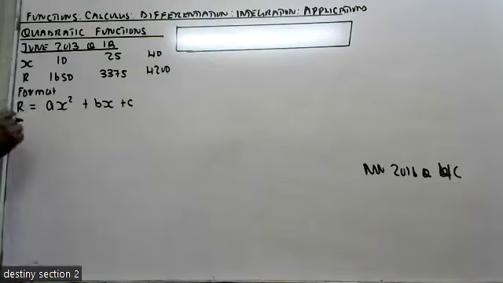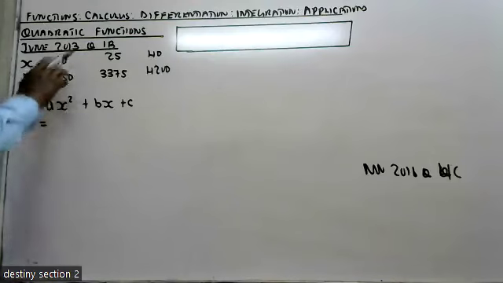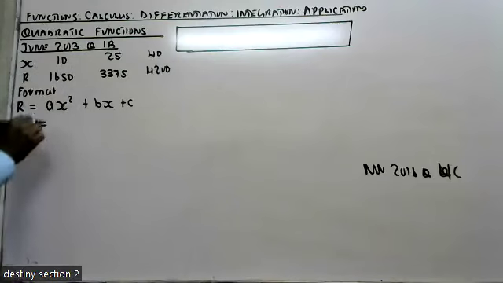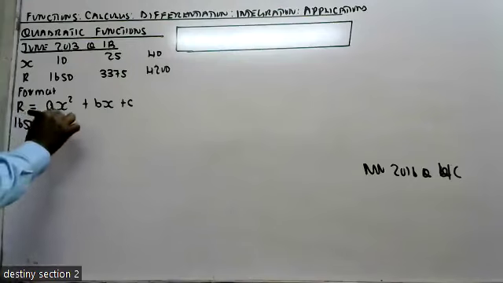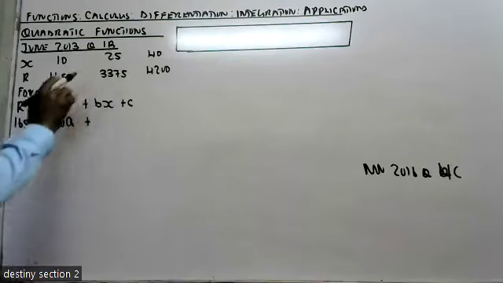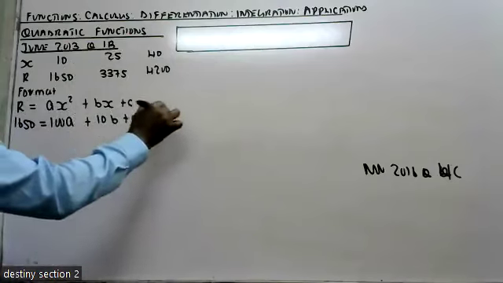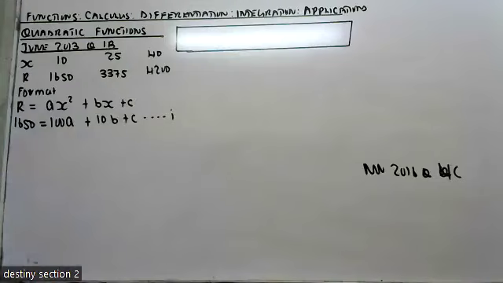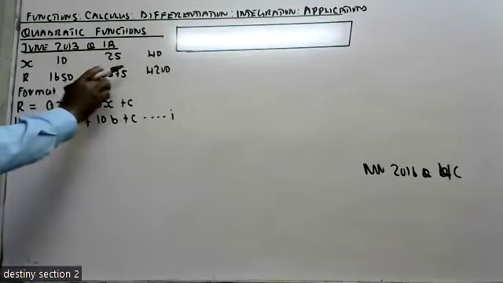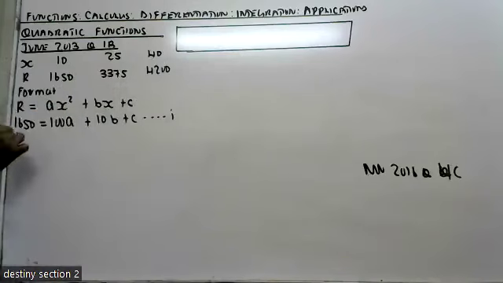So we now substitute. You take this one: 1650 equals A times X squared, so this X you square. 10 squared becomes 100A, then plus 10B plus C. That is equation number one. Then we come to this one, that 375 equals 25.